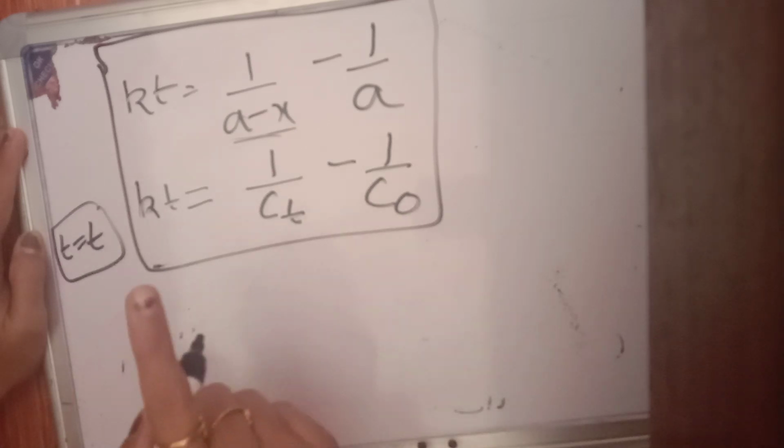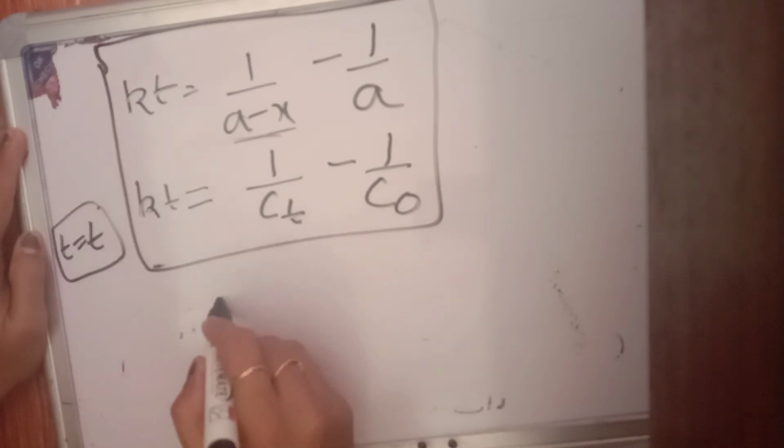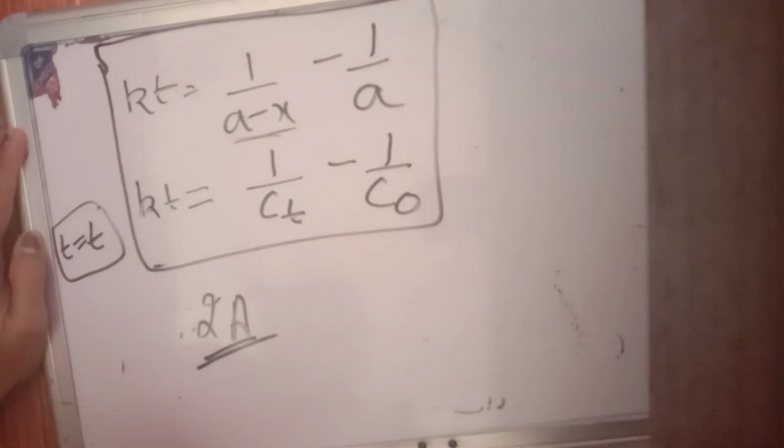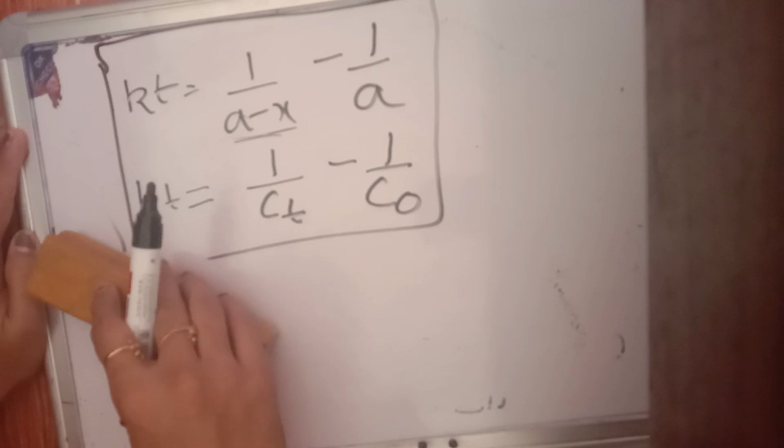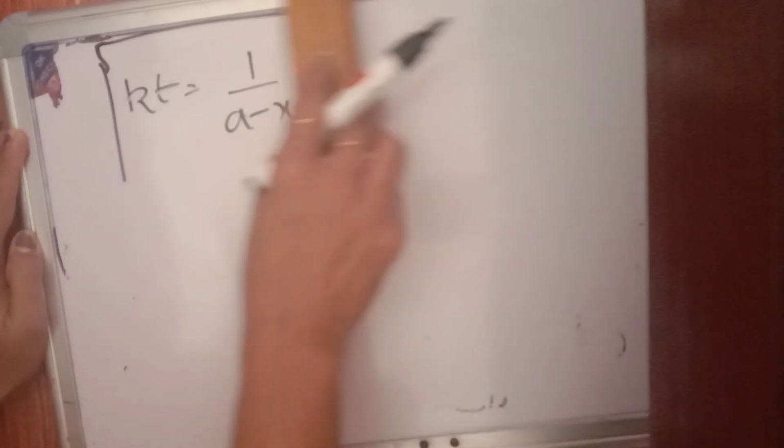So this is my integrated rate equation for a second order reaction in which we are taking only one reactant, 2A. This is the rate law for a second order reaction involving only one reactant.